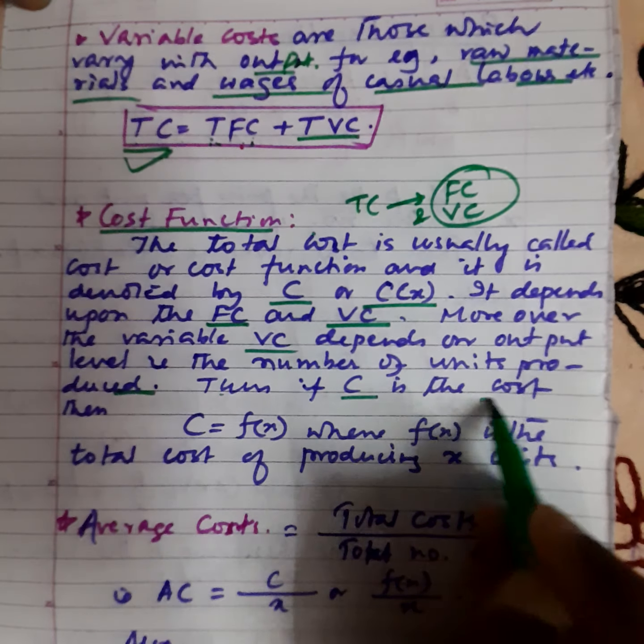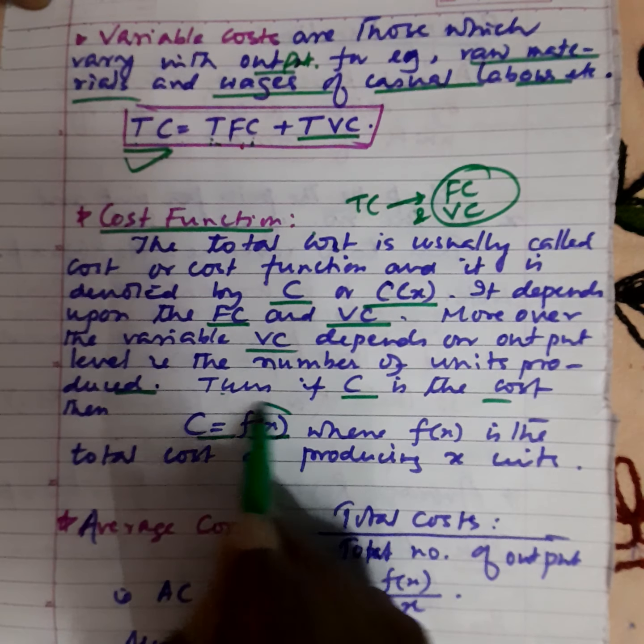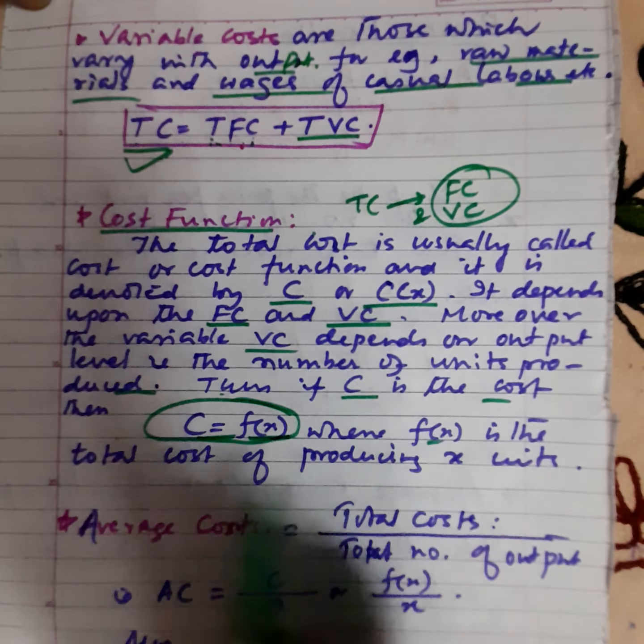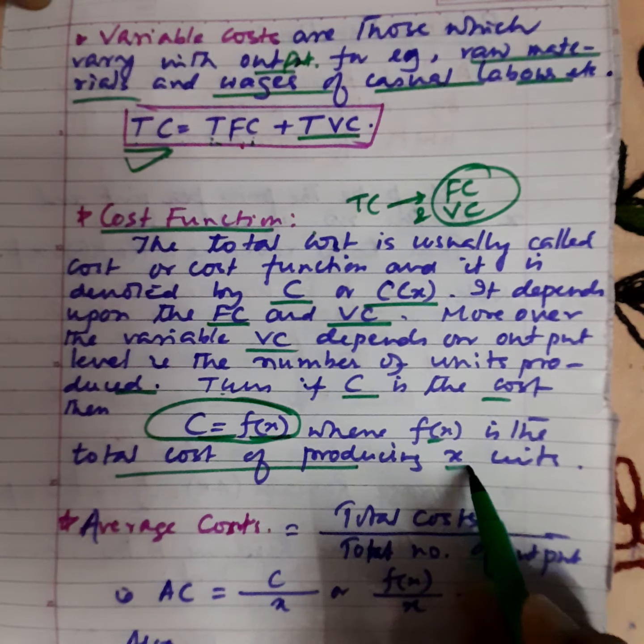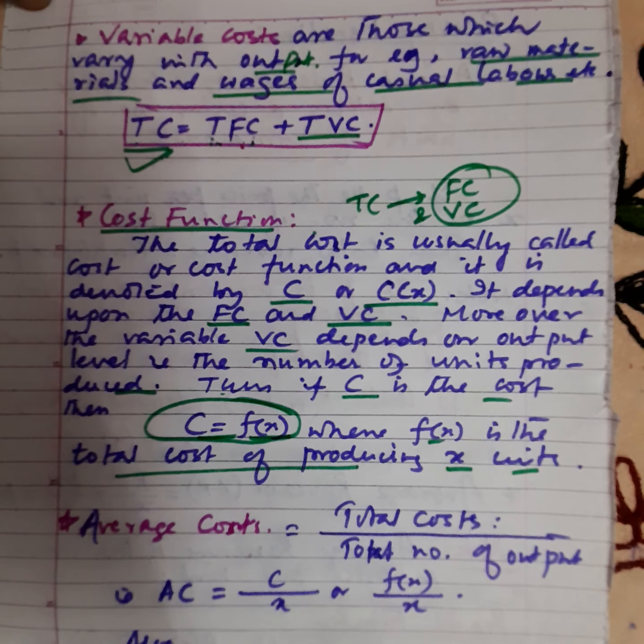If C is the cost, then we write C is equal to F(x). So F(x) is the total cost of producing x units. If we are producing x units, we take C is equal to F(x).